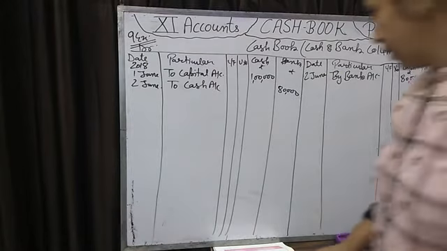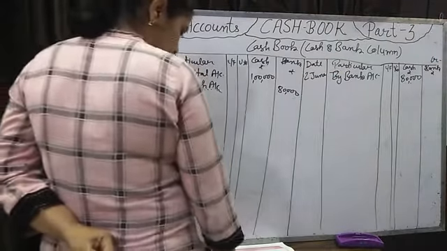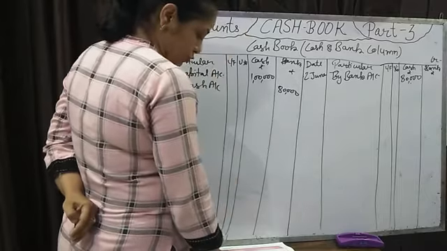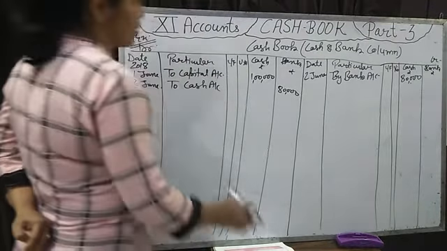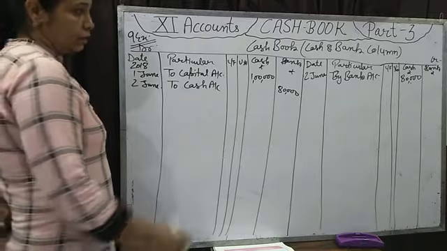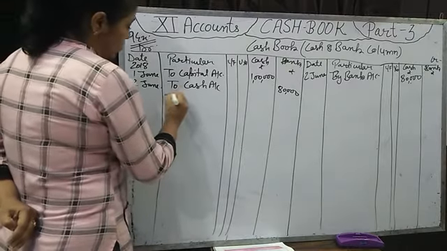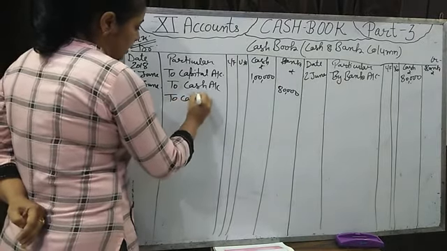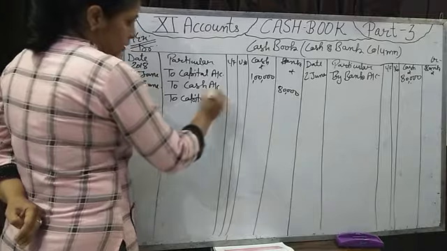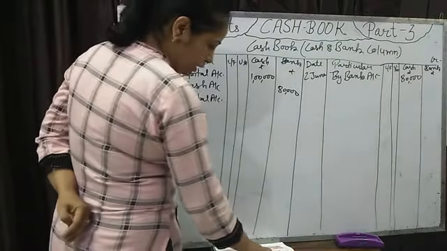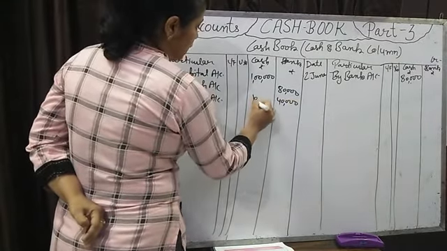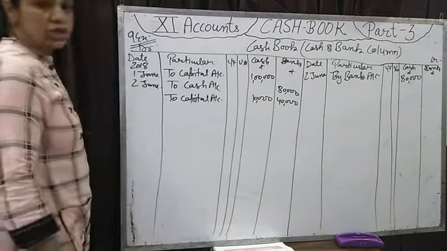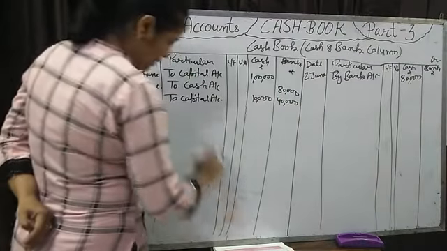Understand? Now on 3rd June, further capital introduced. The owner brought another 50,000, which is also known as capital account. But out of it, 40,000 is deposited in the bank and 10,000 in cash. On which date? 3rd June.